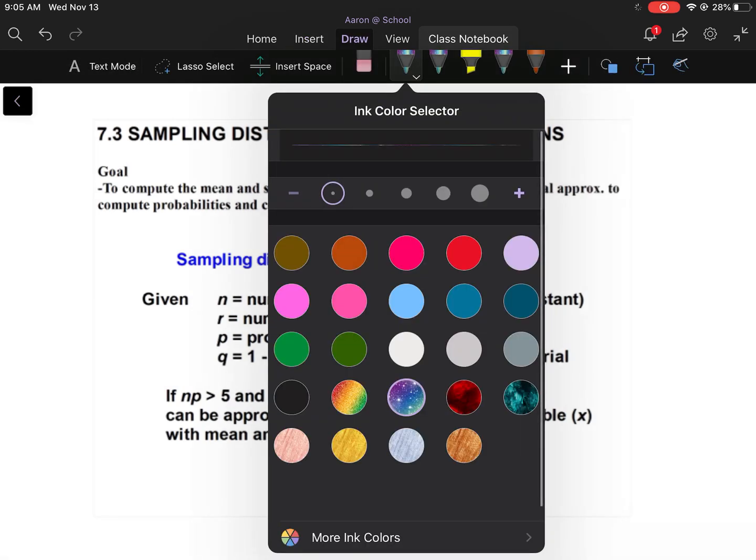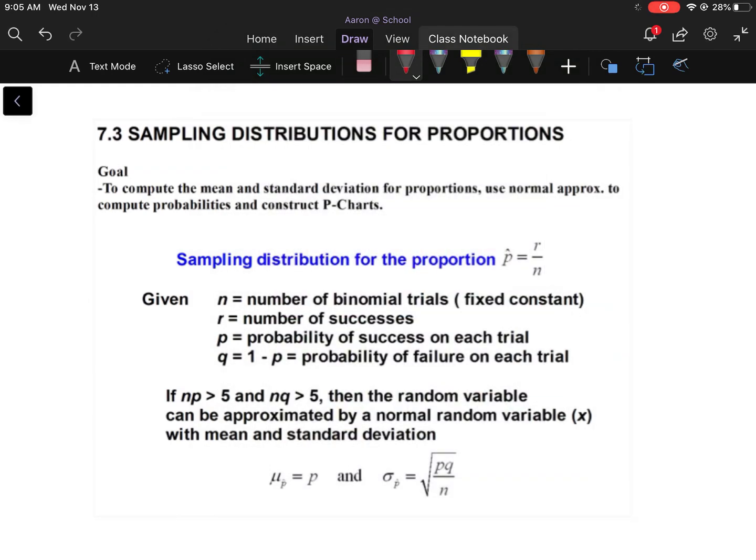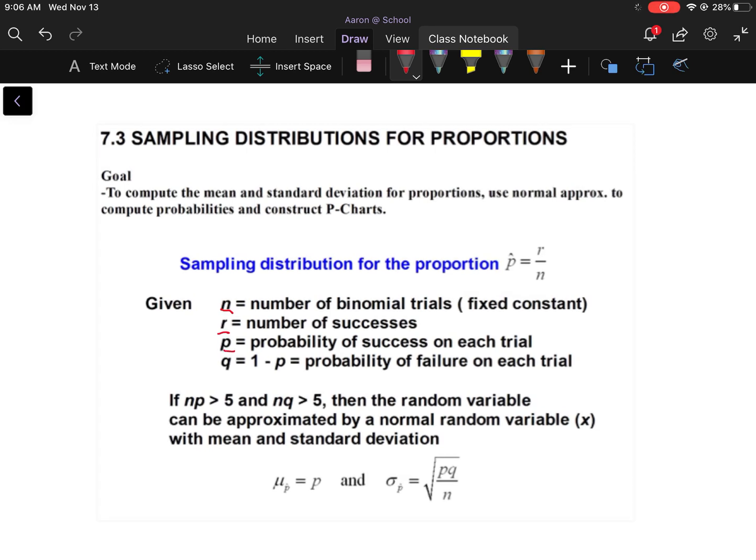You've got N is still the number of trials that something happens, R is the number of successes, P is your probability of success, Q is your probability of failure. Now you're going to come up with a sample statistic. Instead of X bar, it's going to be what's called P hat, which is the number of successes R over the number of trials.